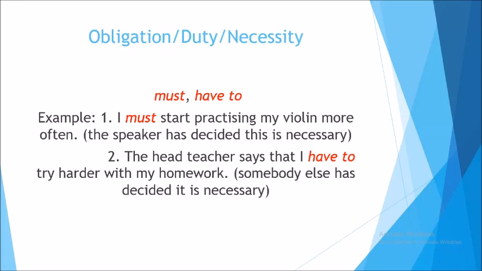The first one, I must start practicing my violin more often. In this case, the speaker has decided this is necessary. The second example, the head teacher says that I have to try harder with my homework. And when we use have to, somebody else, an authority, has decided it is necessary.